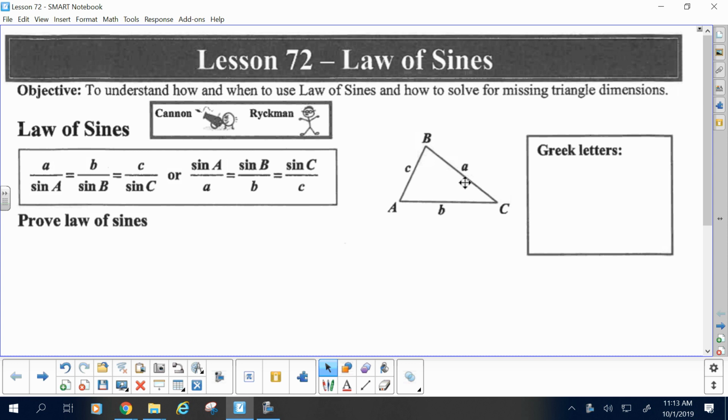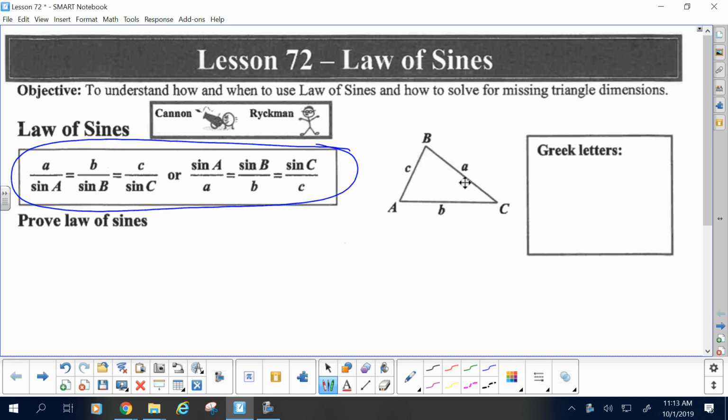Okie doke. So, law of sines is a kind of companion to right triangle trig and the Pythagorean theorem. They all do the same thing. They find missing parts of triangles, but the beauty is it doesn't have to be right triangles. So I am going to tell you, here is the law of sines. But then we're going to prove where it comes from, right?